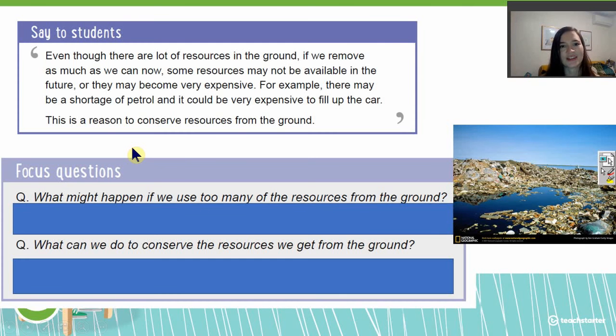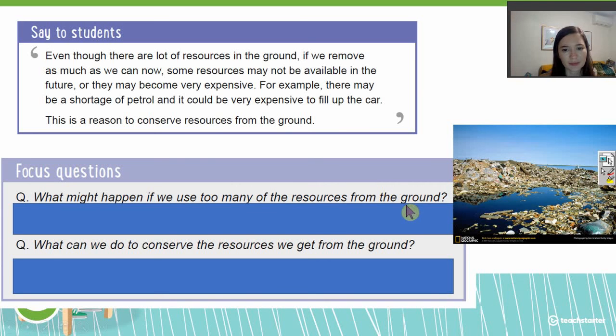Okay, so even though there's lots of resources in the ground, if we remove as much as we can now, some resources may not be available in the future, or they may become very expensive because there'll be less of them. So for example, there may be a shortage of petrol and it could be very expensive to fill up the car. So this is another really good reason to conserve resources from the ground.